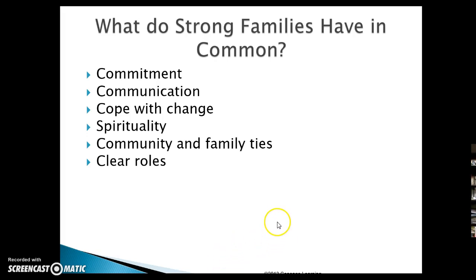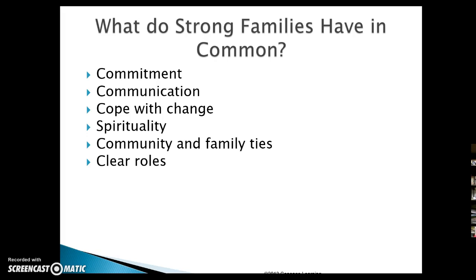So here we're going to pick up again in looking at what some strong families have in common. First of all, strong families have in common a commitment to help each other through daily life, to help each other be successful, and to achieve the tasks and the dreams and the hopes they have for each other. Strong families also communicate with each other. It's a sign of strength in a family when a child knows that they can talk to their loved ones and their loved ones spend time talking with them.